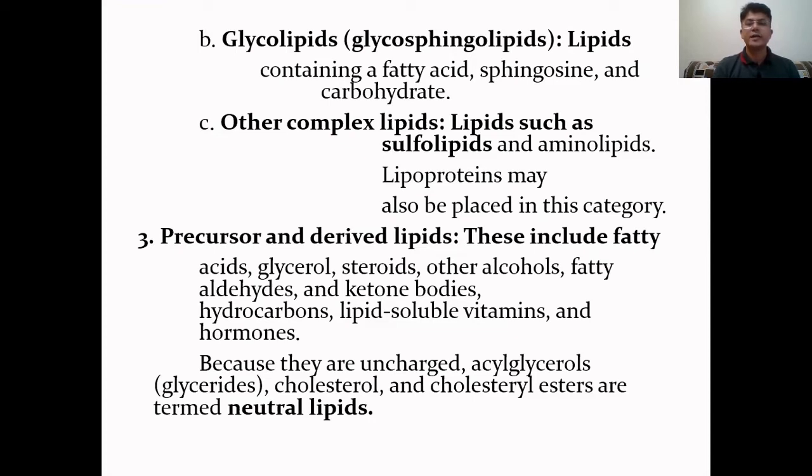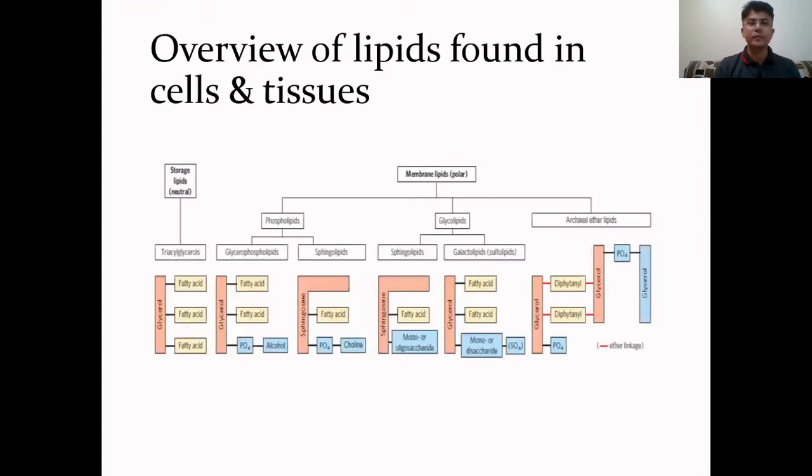Because they are uncharged, acylglycerols, also called glycerides, cholesterol, and cholesterol esters are termed neutral lipids. Here is the overview of the lipids which are found in the cells and tissues. Broadly, they can be of two types: storage lipids and membrane lipids, and some miscellaneous group is also there. Storage lipids majorly consist of the triacylglycerols, which have glycerol in their structure, to which the fatty acids are esterified.